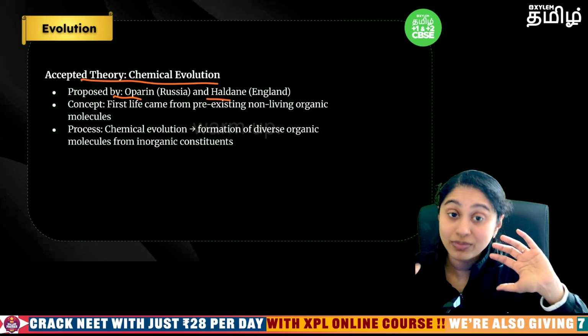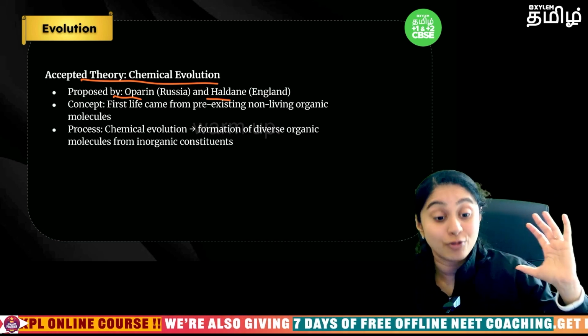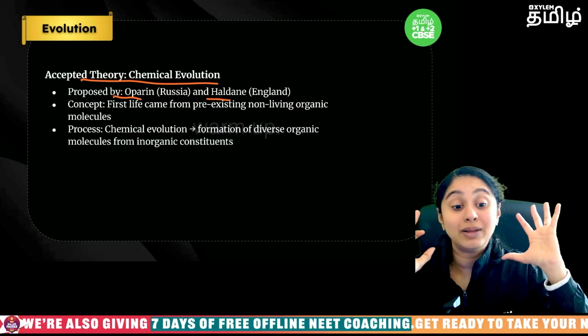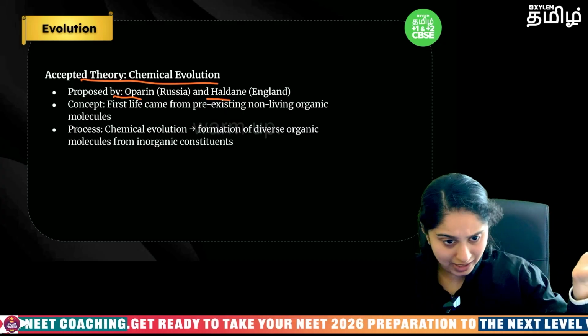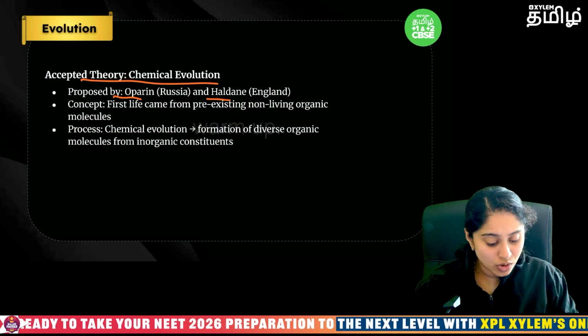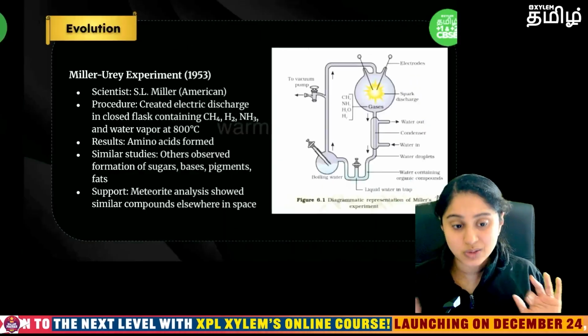Okay, and from there this cell became more and more complex and started forming the life forms. That's what we believe as chemical evolution. So this was proposed by Oparin and Haldane. They said that all these organic molecules came from inorganic constituents. Okay, this was their theory.